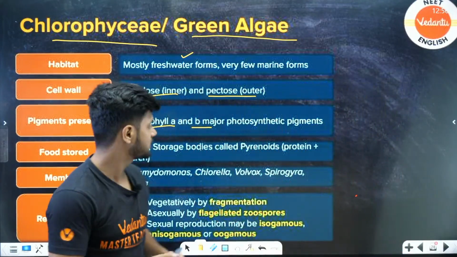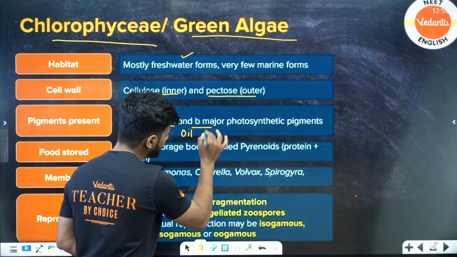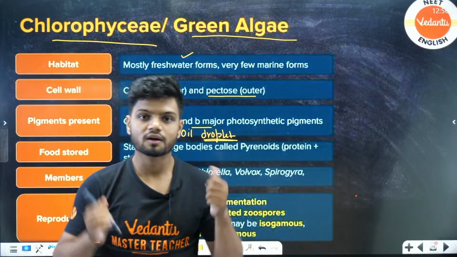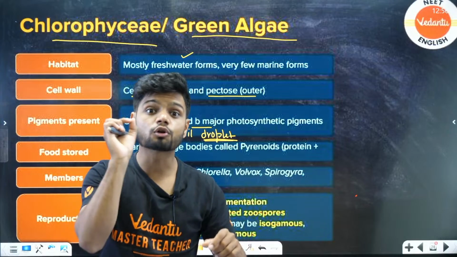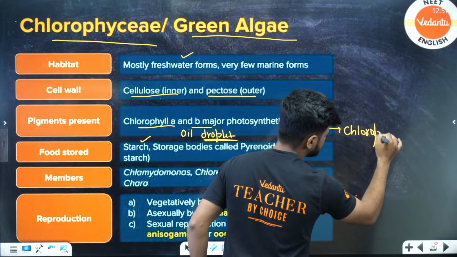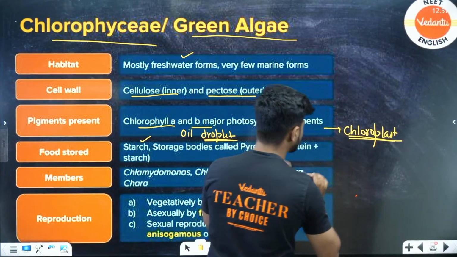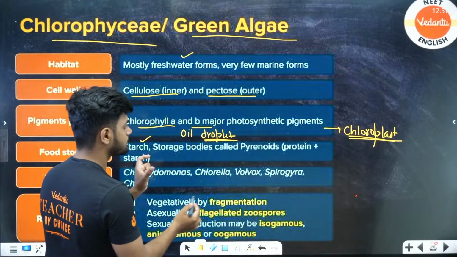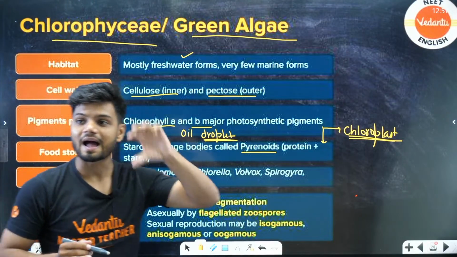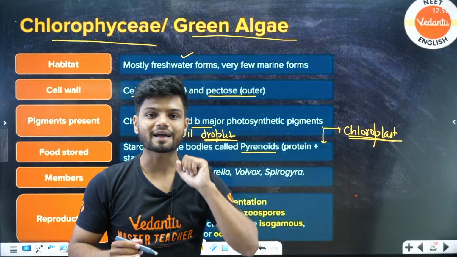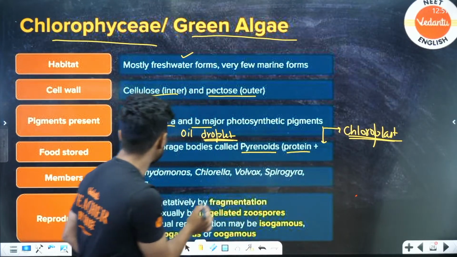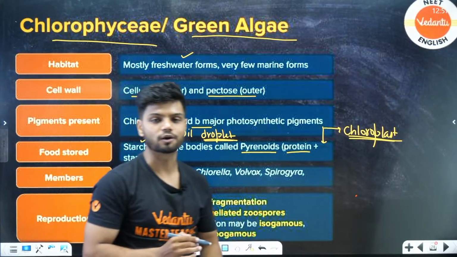It's not written, let me write it. As well as oil droplets. Yes. And this Chlorophyceae, inside the chloroplast, we have certain structures called pyrenoids. Now, these structures called pyrenoids can actually show what? Storage of protein as well as your starch and oil droplets. Protein as well as your starch. That is called pyrenoids.